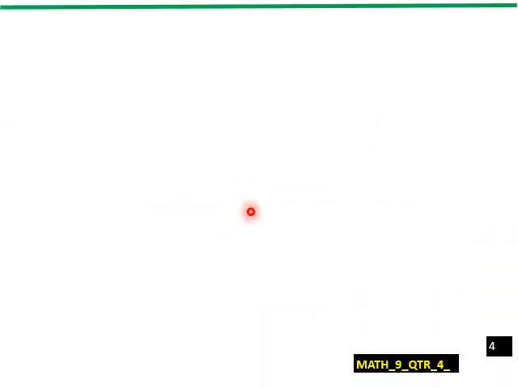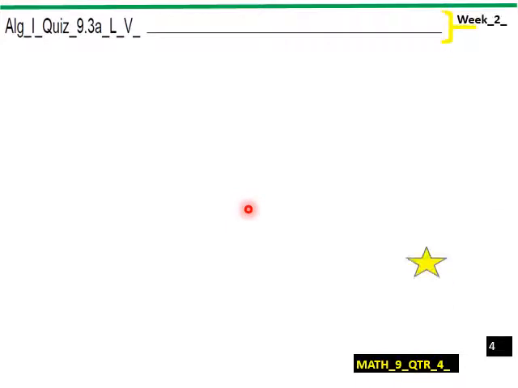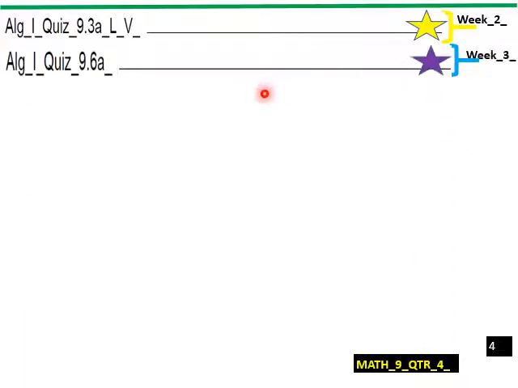And then finishing up here with our quiz outlines. This means a quiz. We have a quiz in week 2, 9.3. And then we have a quiz in week 3 for 9.6.